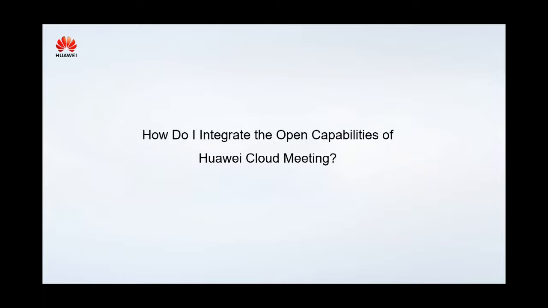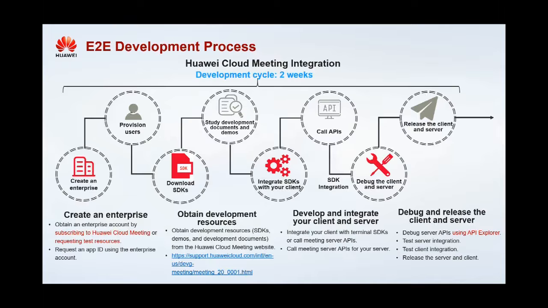Next, let's see how to integrate the open capabilities of Huawei Cloud Meeting. In general, the development process of Huawei Cloud Meeting integration will take you about 2 weeks. First of all, developers need to create an enterprise. You can purchase meeting services or apply for test resources to obtain an enterprise account and apply for an App ID using the enterprise account. Then, developers obtain development resources.